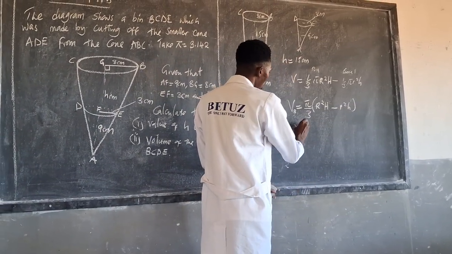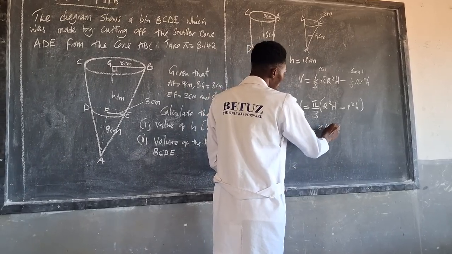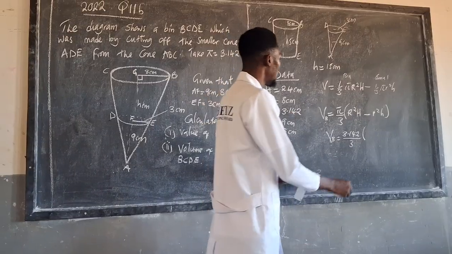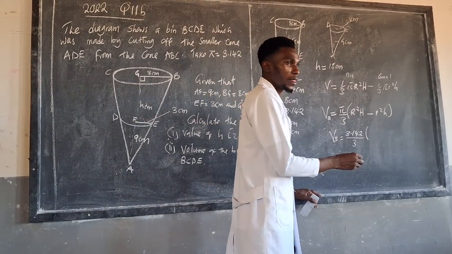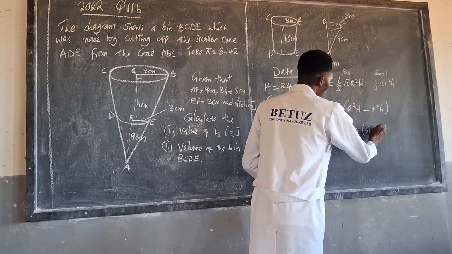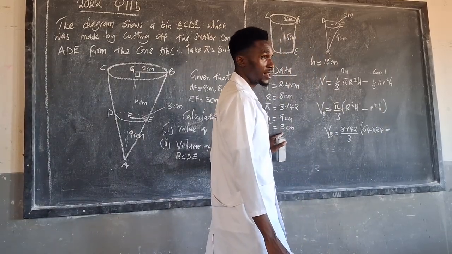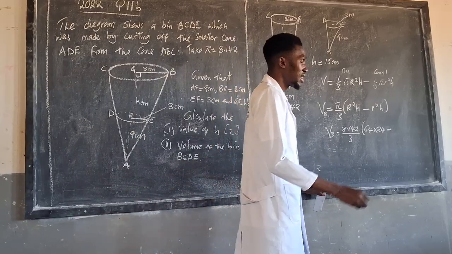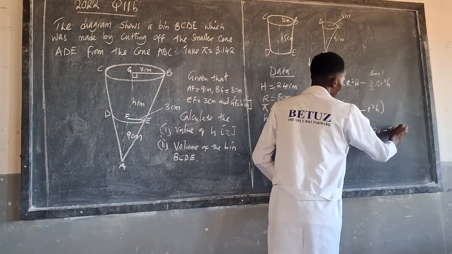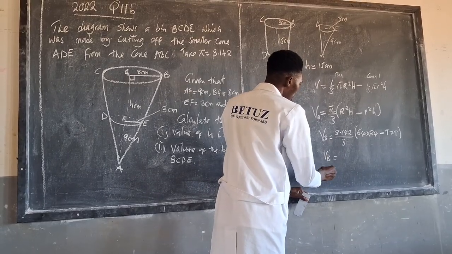So that our volume of the beam will be equal to pi, which is 3.142, over 3. Then our calculated R is 8 centimeters. What is 8 times 8? 64. So 64 times the height, which is 24, minus the small radius, which is 3. 3 squared, what is 3 times 3? 9. So 9 times 9.